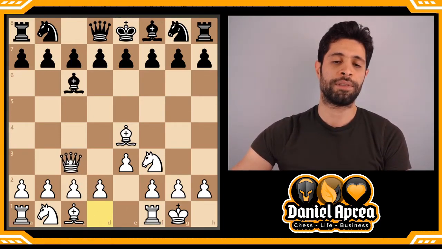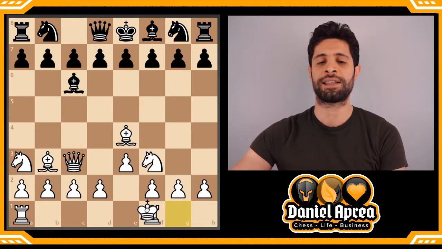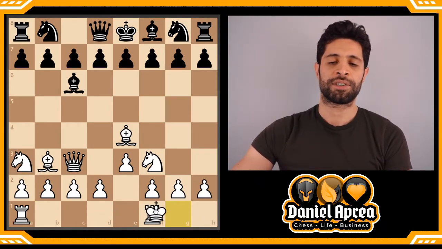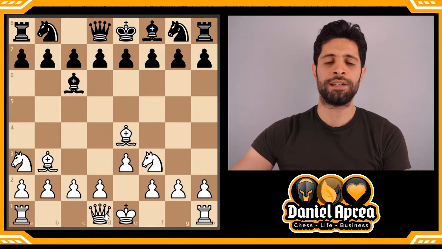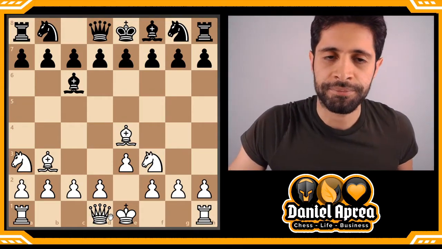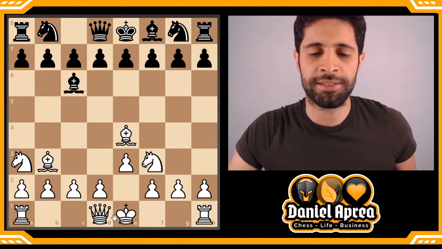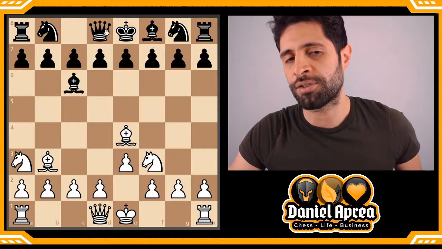Yes, so this castle that we've seen is called short castle or castle king side, because the sides of the board are called queen side and king side. First of all, the queen always starts the game on a square of the same color. So the white queen starts on a light square and the black queen starts on a dark square.